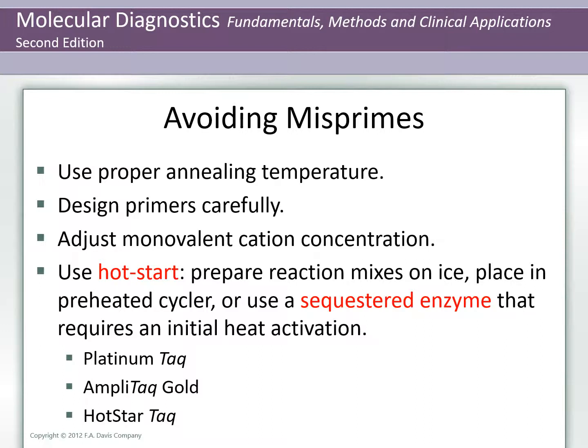The next few slides discuss methods to ensure that the PCR product is adequate and ways to control possible misprimes or contamination. So in order to avoid misprimes, proper annealing temperatures need to be used, and the primers need to be designed carefully. Adjustment of the monovalent cation concentration can also be done. A hot start method can be used in which reaction mixes are prepared on ice and then placed in the preheated cycler, or use of a sequestered enzyme that requires an initial heat activation can be used, such as Platinum Taq, AmpliTaq Gold, or HotStar Taq.